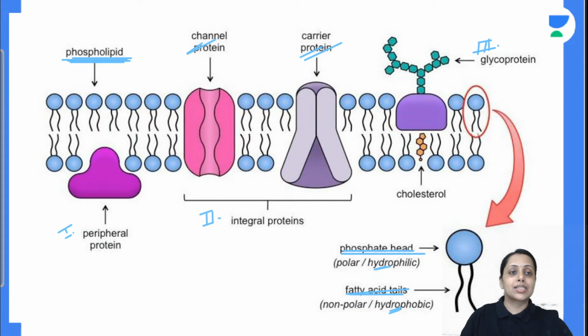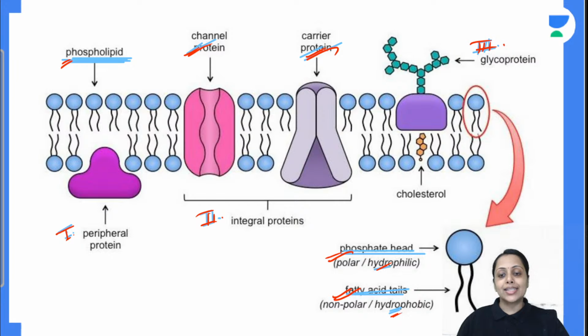This is the diagram. This is the phospholipid layer, and different types of proteins are there: peripheral protein, integral protein, and the glycoprotein. Integral protein can be either the channel protein or the carrier protein. The phospholipid has the phosphate head and the fatty acid tail. The phosphate head is hydrophilic and the fatty acid tail is hydrophobic. So this phospholipid is an amphipathic lipid.